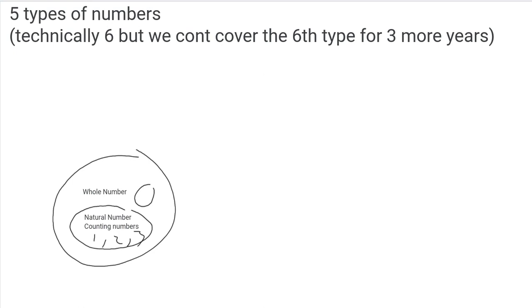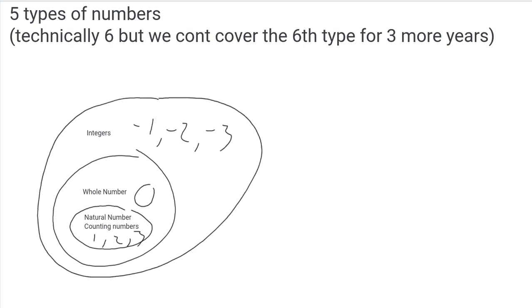The next type we're going to talk about is called integers. So an integer is 0, 1, 2, 3, but now we're going to start including those negative numbers like -1, -2, -3. So it's all of those numbers plus -1, -2, -3.